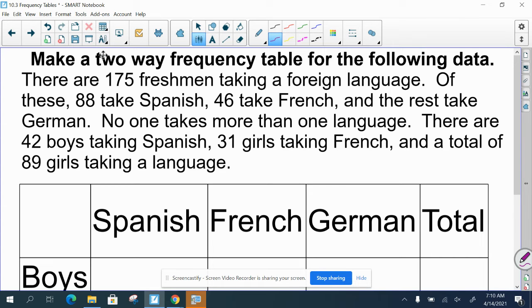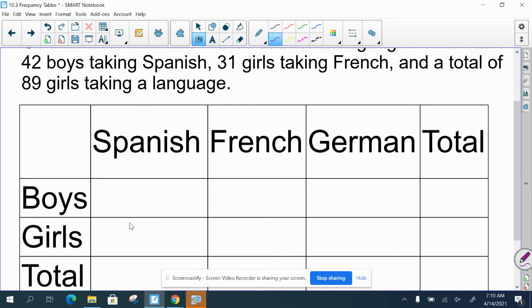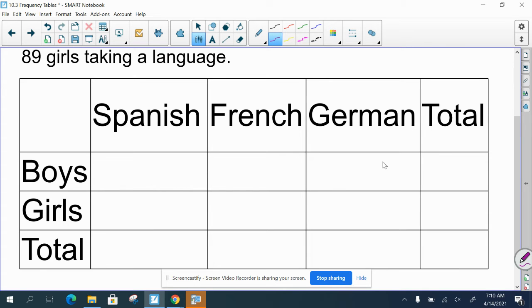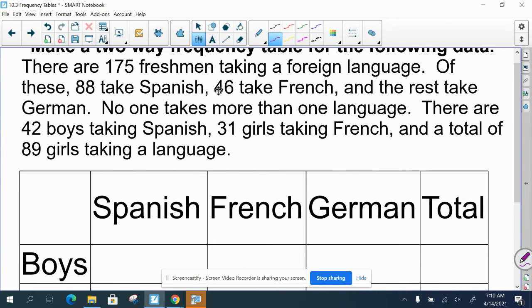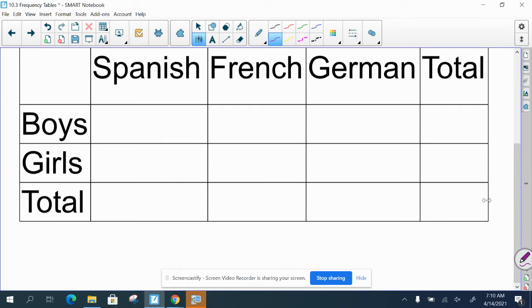Okay, and then here's how you can make a frequency table based off of given information. It says there are 175 freshmen taking a foreign language. So we've got boys, girls, Spanish, French, German. So that means 175 total. All of this is going to be just freshmen, so 175 would be the total.